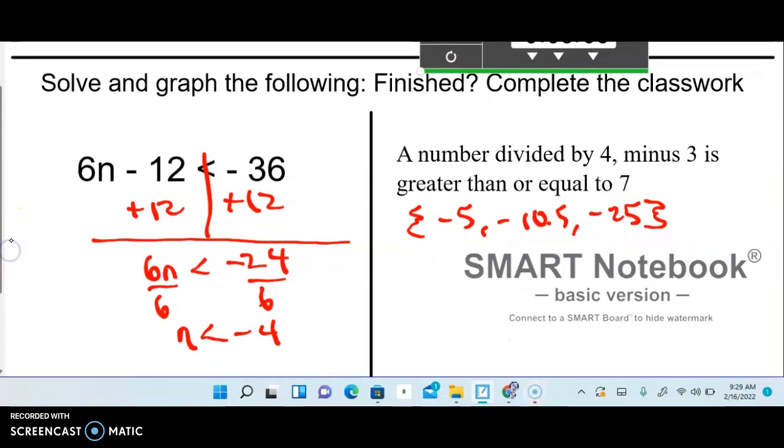And now to graph it, all you have to do is draw your number line, put 0 as the origin. We're going to start with negative 4, and we're looking for numbers that are less than negative 4. So it's going to be to the left of the number. Now we know that it is an open circle, and the arrow pointing in the direction of the lesser numbers.